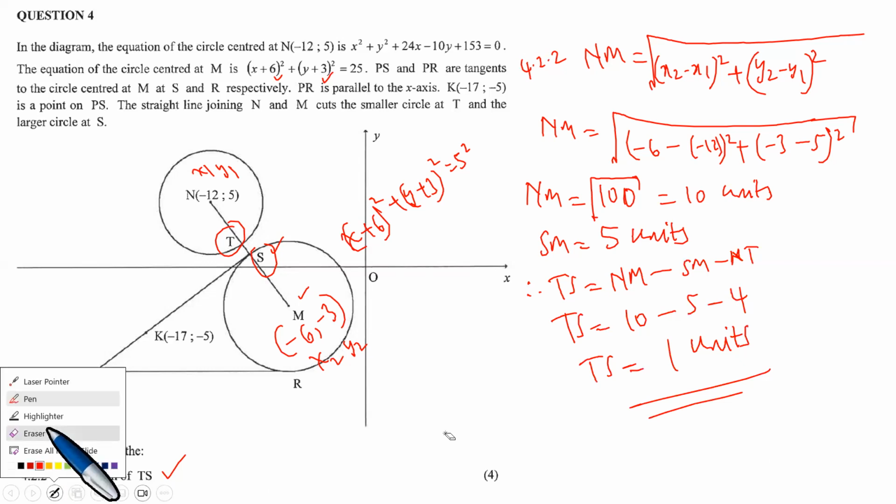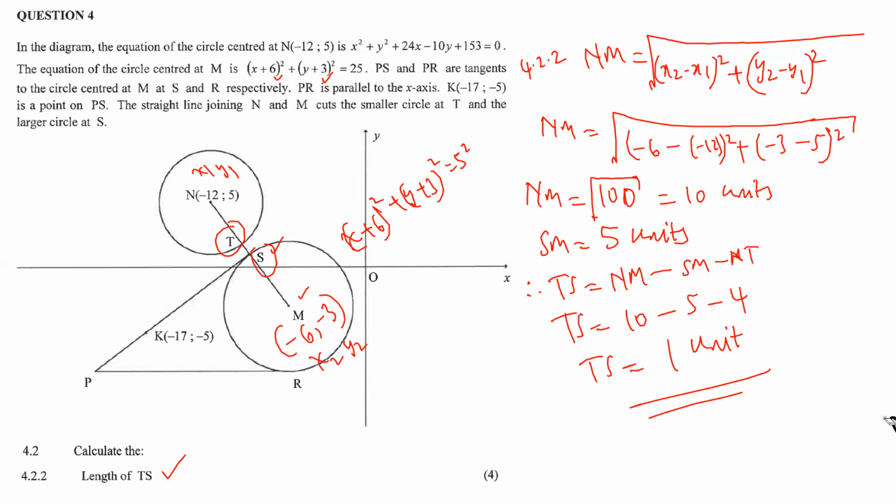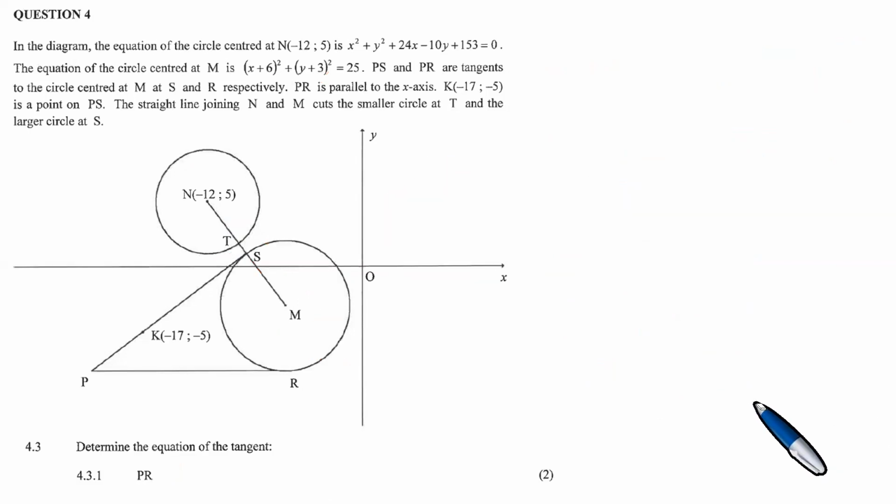Okay, so we have that. Right, so we have that TS is 1 unit. They wanted us to find TS, so we found 1 unit, and that is the answer for 4 marks. Next question. Want to determine the equation of the tangent PR. Okay, so you have 4.3.1.